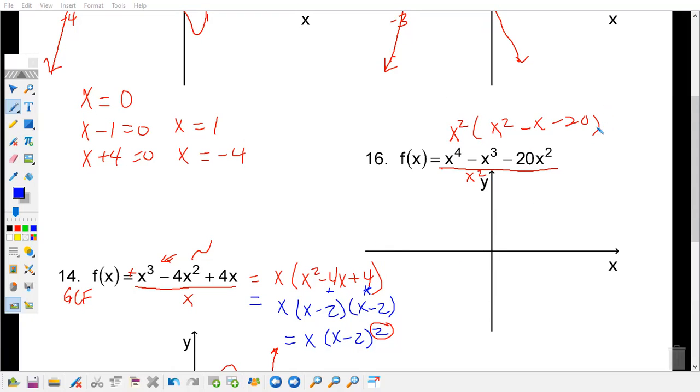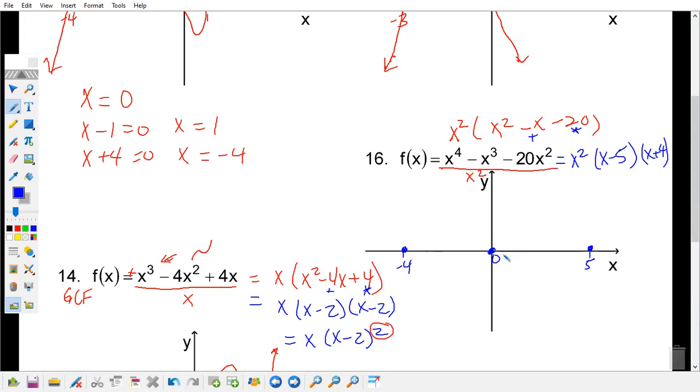Is that fully factored? No. How can I fully factor that? What multiplies to give me negative 20, but adds to give me positive 1? It would be negative 5 and positive 4. So this lets me know I have a 0 root, I have 5 as a root, and I have negative 4 as a root. Do we see that? So we're at negative 4, 0, 5.